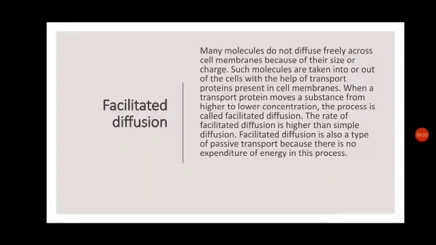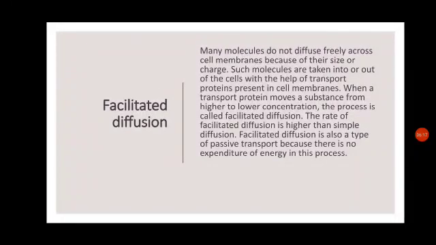Facilitated diffusion is the next type of diffusion in which many molecules do not diffuse freely across the cell membrane because of their size. So there is another method which is called facilitated diffusion, as the name indicates. To facilitate the process of diffusion, there are some carrier proteins, and such molecules which are large and cannot diffuse freely across the membrane can move in and out of the cell with the help of the transport protein.